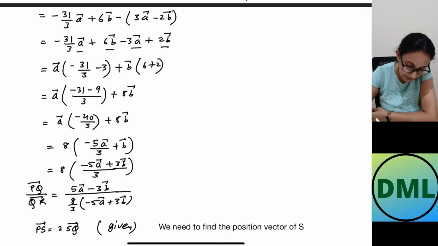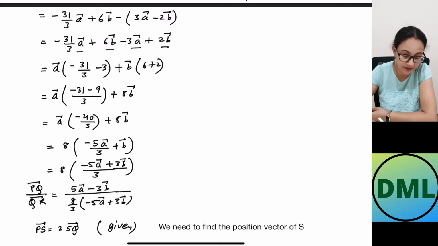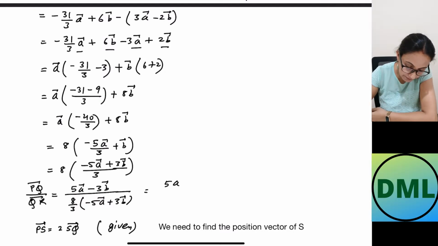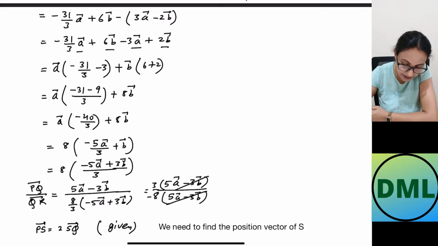Now as we can see that there is a change of sign here. So I'll just take out the negative sign outside from the denominator. So this will be written as 5A minus 3B and 8 over 3 will be 3 over 8. I'll take out negative sign outside and this will be written as 5A minus 3B. So as you can see that this got cancelled and your answer is minus 3 over 8.